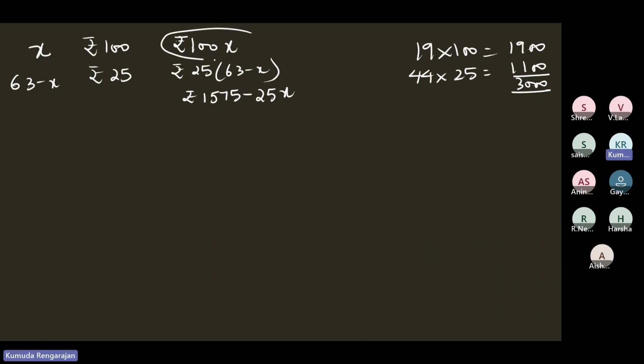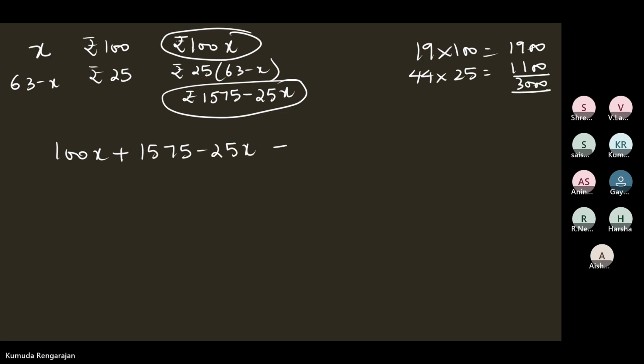So this is to the winners, this is to the non-winners. So the equation is 100x plus 1575 minus 25x. The total money is 3000. This is the equation.